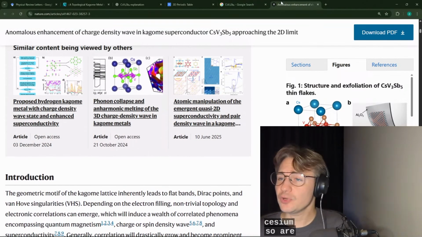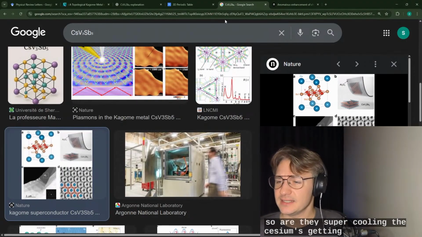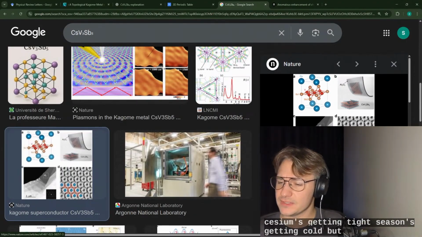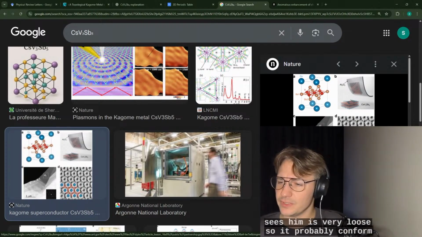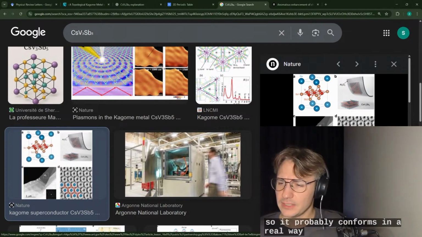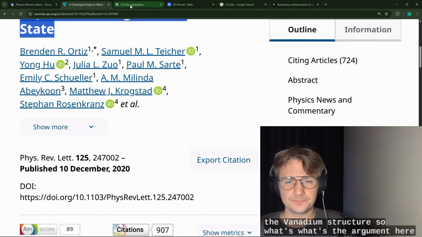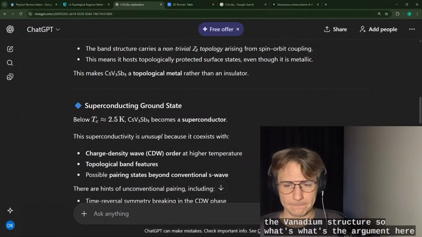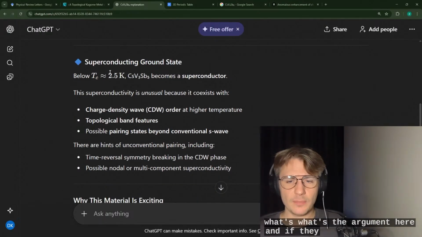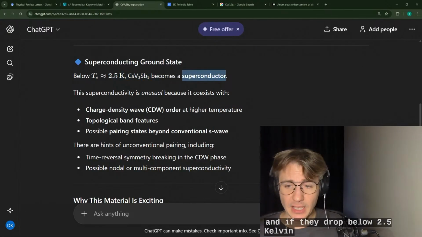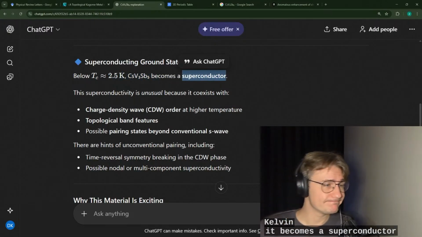So are they supercooling this? Cesium's getting tight. Cesium's getting cold, but normally cesium is very loose. So it probably conforms in a real way, kind of like a lubricant around the vanadium structure. So what's the argument here? And if they drop below 2.5 Kelvin, it becomes a superconductor. There you go.